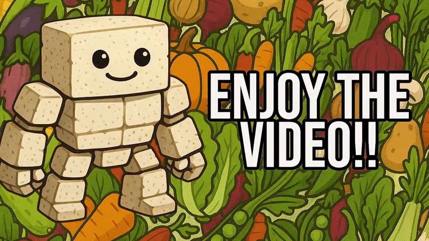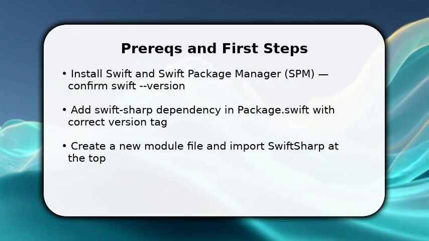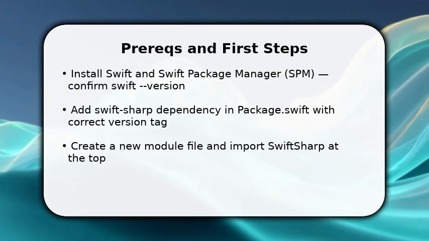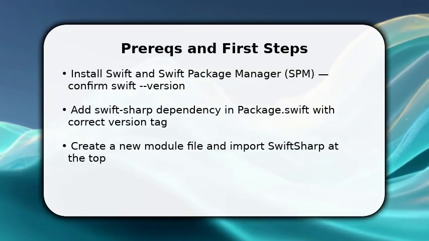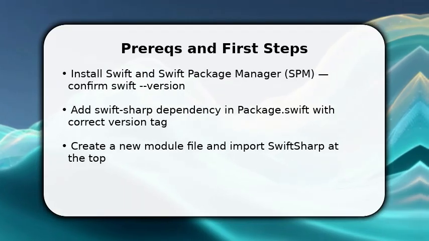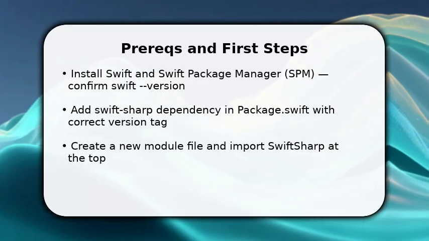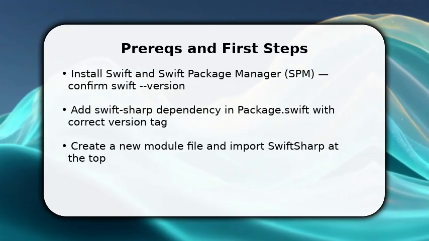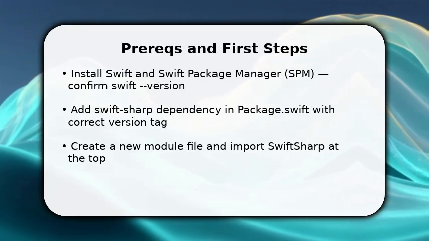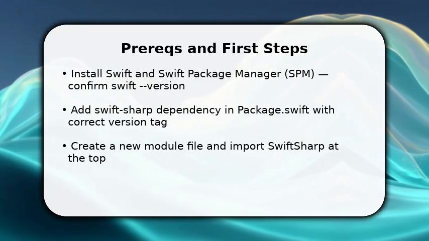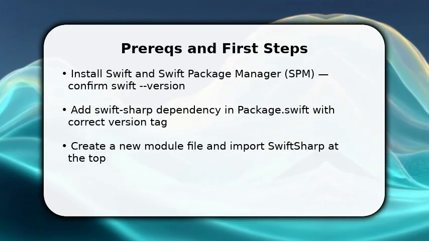Please enjoy the video. You start by verifying prerequisites: Swift and SPM installed, and a project scaffold ready. Once confirmed, open Package.swift and add the SwiftSharp dependency line under dependencies so SPM can fetch it. Then create a new source file for your module and write import SwiftSharp at the top. This gets the runtime and types available.